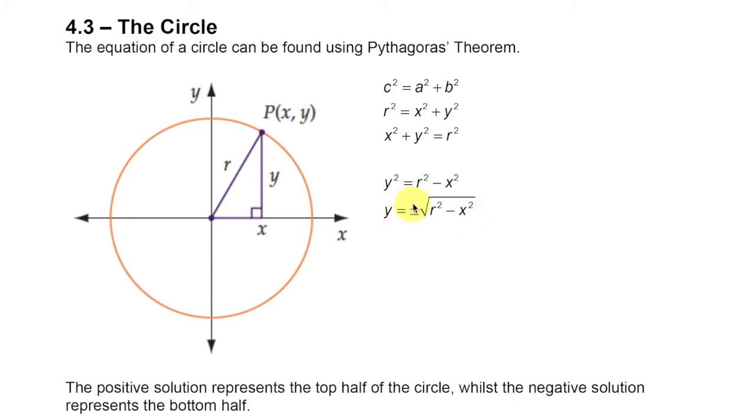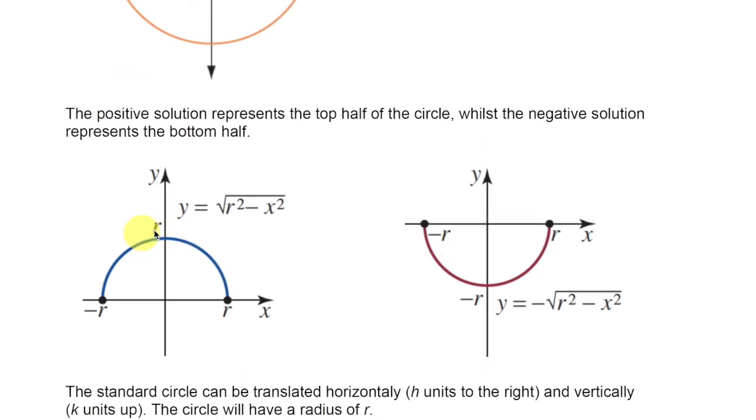Now y equaling positive square root of r squared take x squared will produce the upper part of the circle. Y equaling negative square root of r squared take x squared will produce the bottom part. If the positive and negative isn't given to us, then we must assume that we're dealing with the positive part, so therefore the upper half of the circle. This idea is shown here.